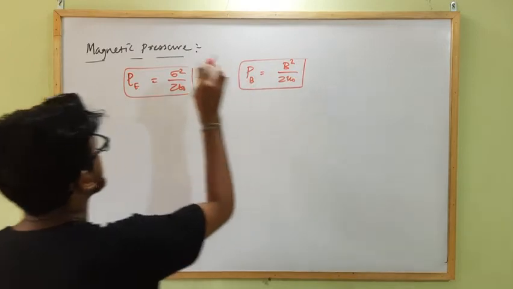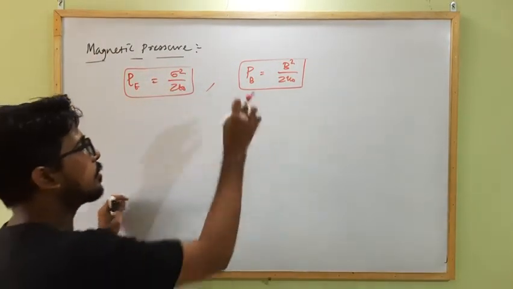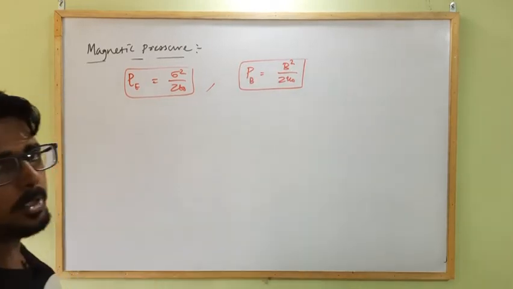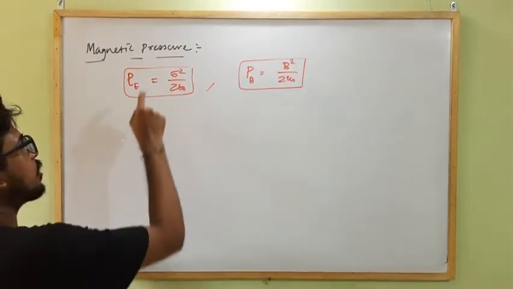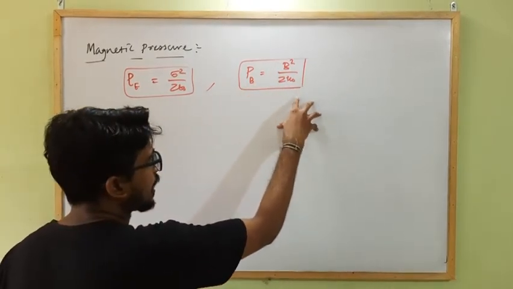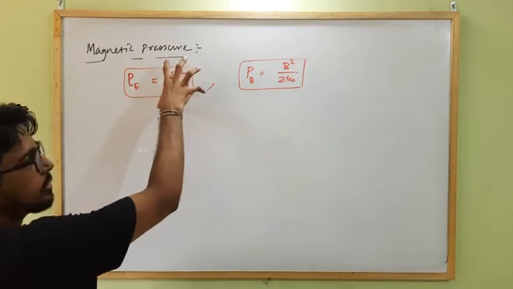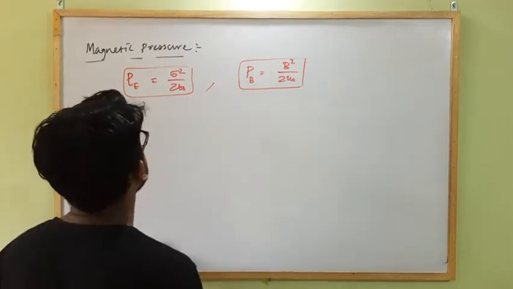Clear? As in case of electrostatic pressure it is sigma square by 2 epsilon naught, here the magnetic pressure will be B square by 2 mu naught. The electrostatic pressure is acting outward, but here the magnetic pressure is acting inward. It tries to compress the object, whereas the electrostatic one tries to expand the object. Clear? So what is magnetic pressure?